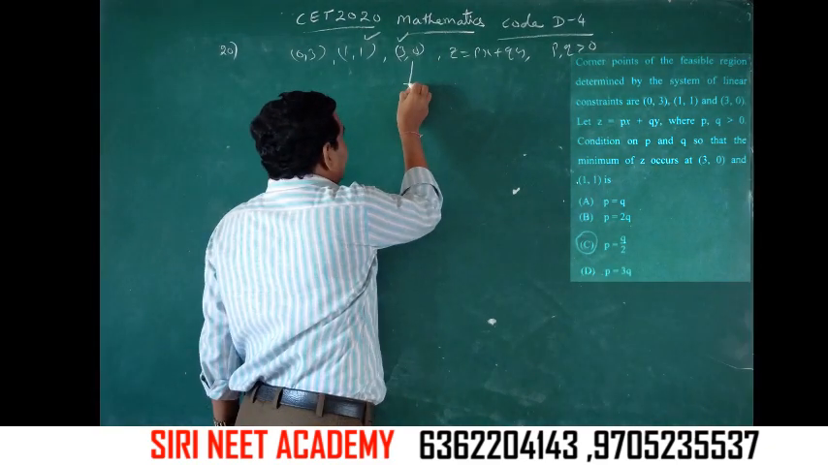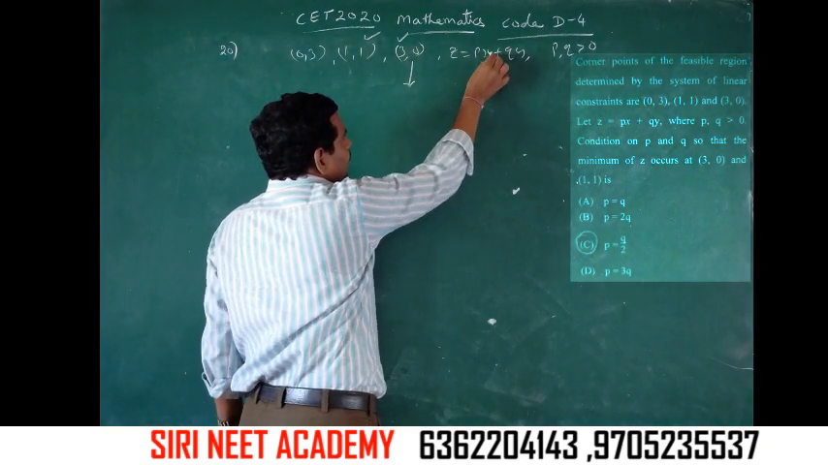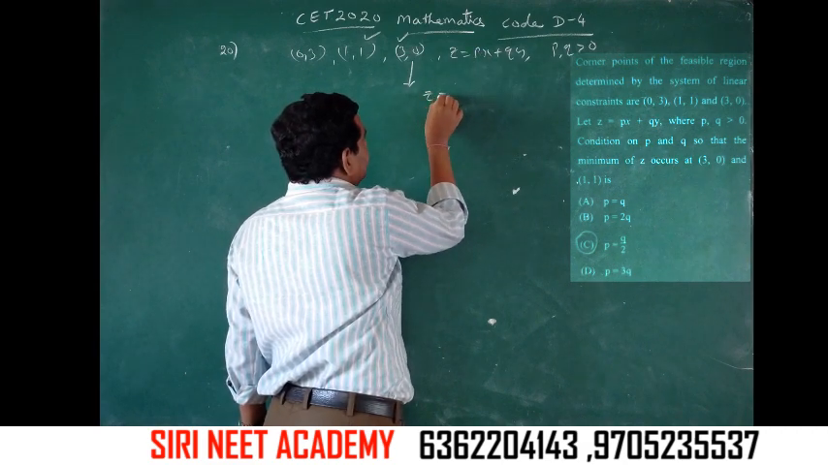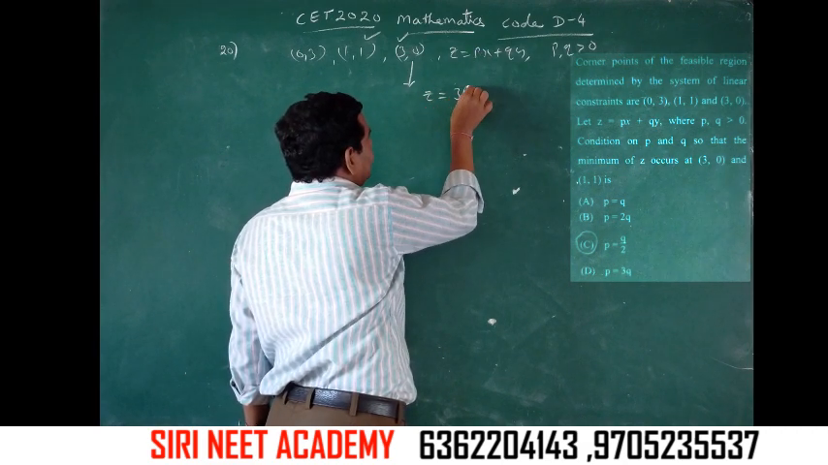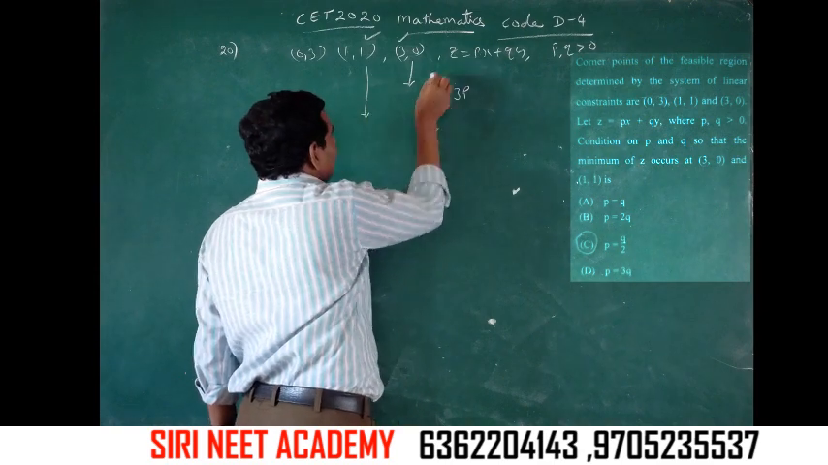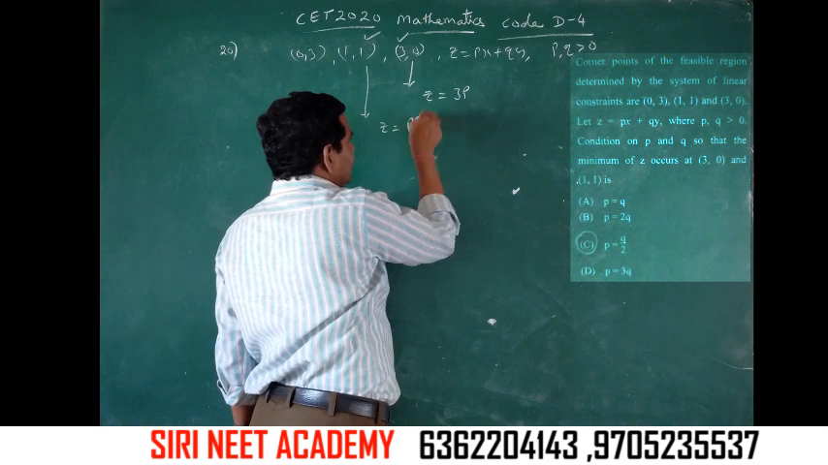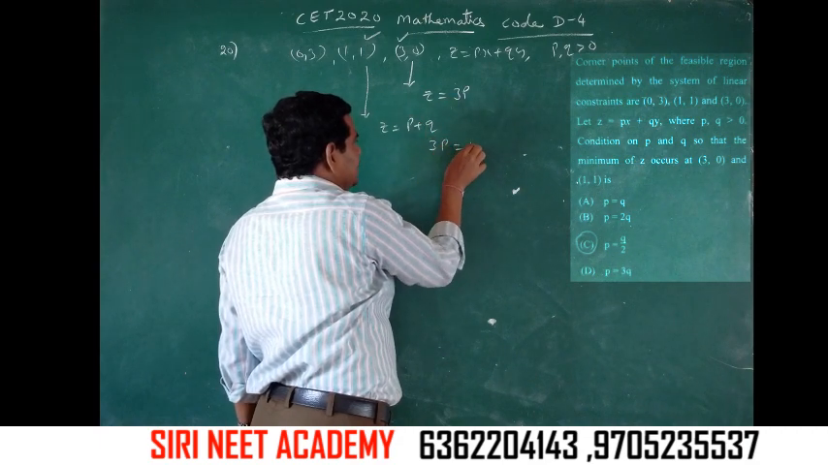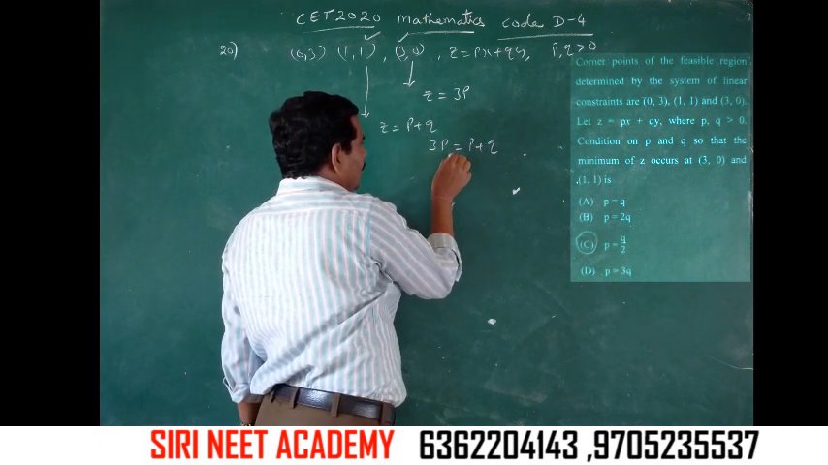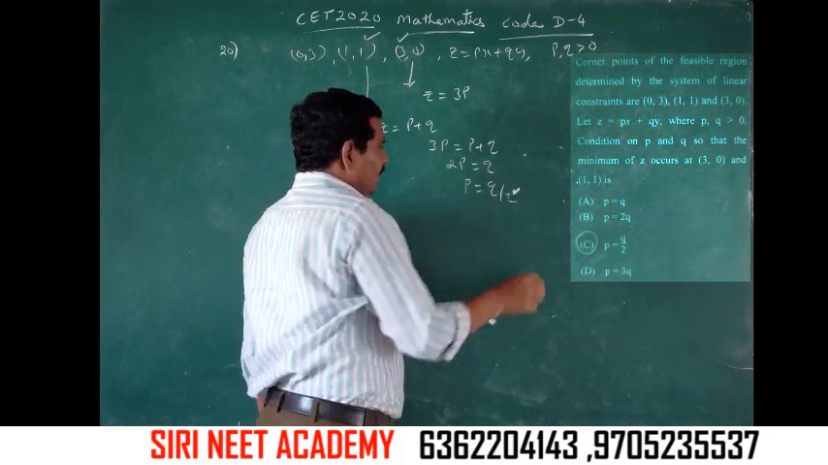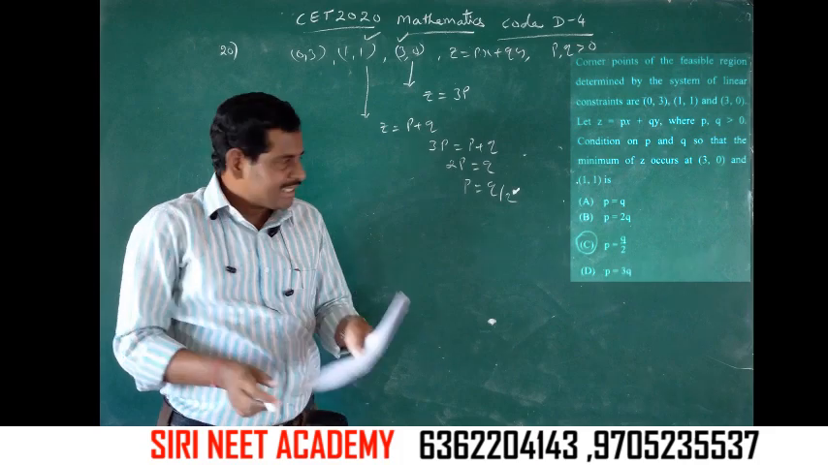So at (3, 0), this becomes z is equal to 3p. At (1, 1), this becomes z is equal to p plus q. Solving these two, 3p is equal to p plus q, 2p is equal to q, or p is equal to q by 2. So option C.